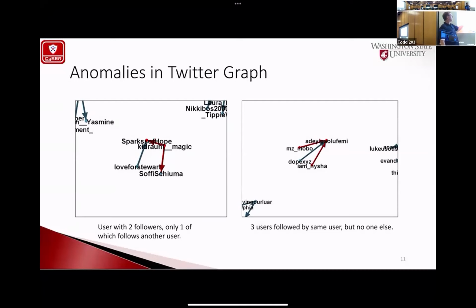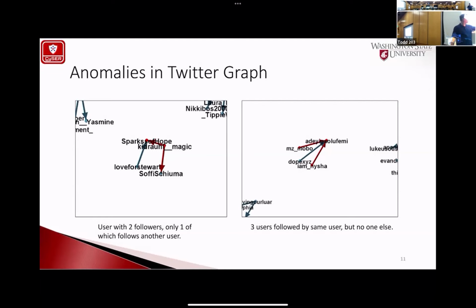So, for example, here's a user that has two followers, but only one of the users follows another user. So it's basically saying I've got two followers. One of them doesn't follow anybody else, and one of them follows one other person. And that's pretty unusual. You know, most people follow lots of people. Obviously it could be that we just didn't observe the retweets that would let us know that these people follow other people. But if this was an authentic view of the data, then this would certainly be an anomaly.